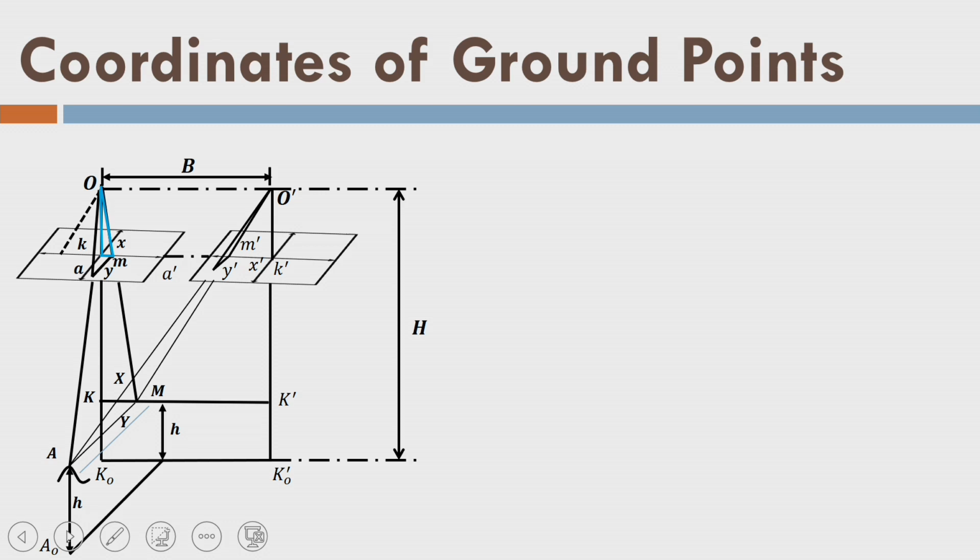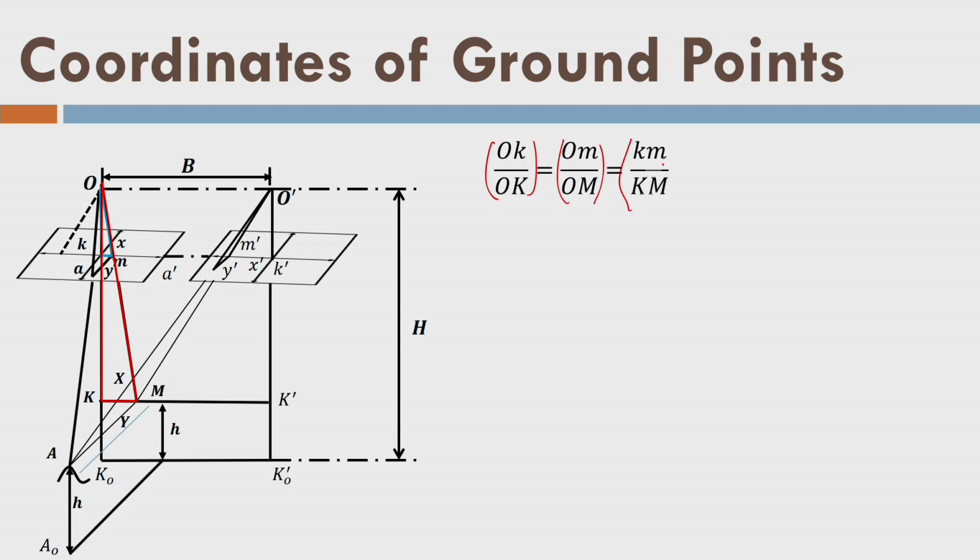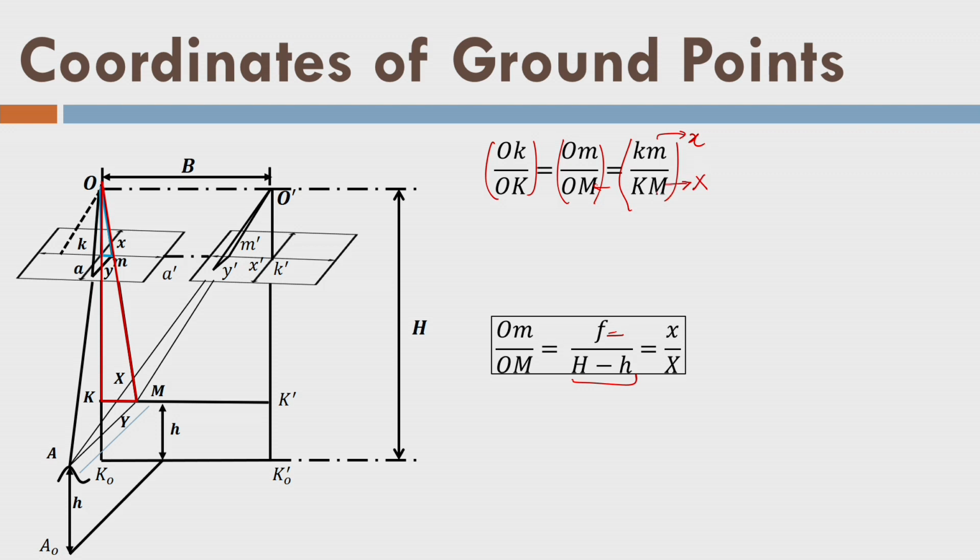So that is one triangle here, and if I draw the similar triangle, then I can write OK divided by capital OK, equal to this ratio and equal to this ratio. You can do it yourself again, fine. Again, OM is nothing but the focal length, and capital OM is nothing but H minus h. Thirdly, if you look at the similar triangle, KM is nothing but small x, that is the coordinate of any point, and here it is the coordinate of the same point on the ground. So now I can write it very easily. This is one way of expressing it.